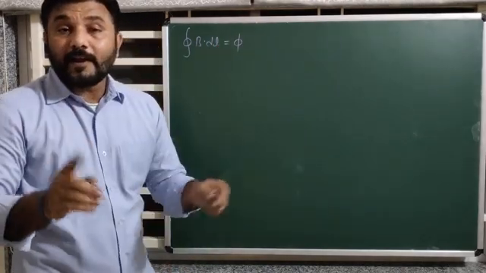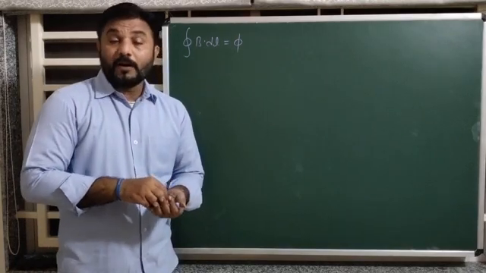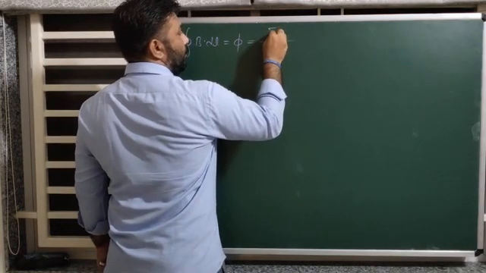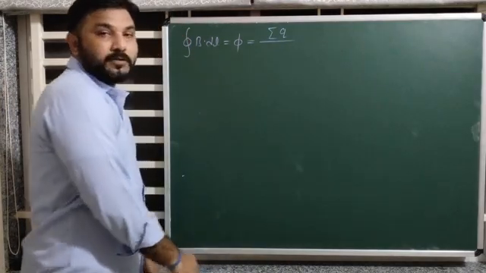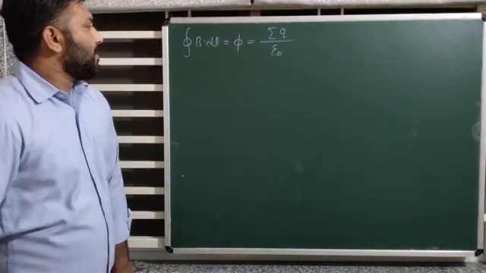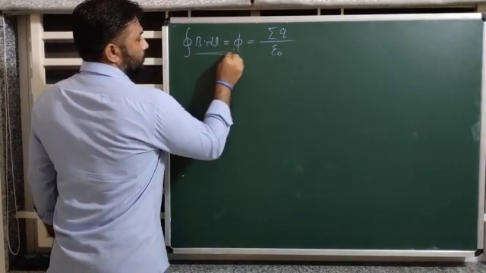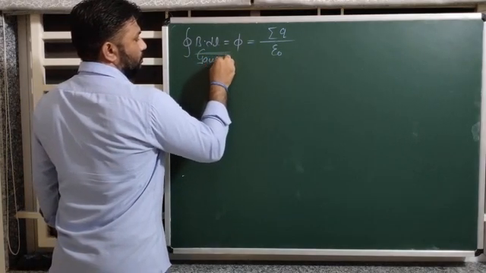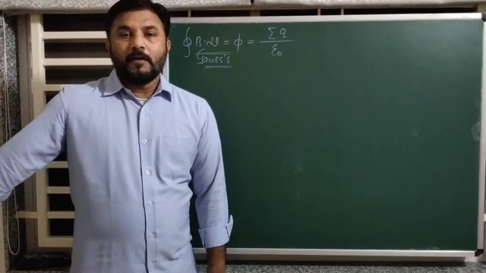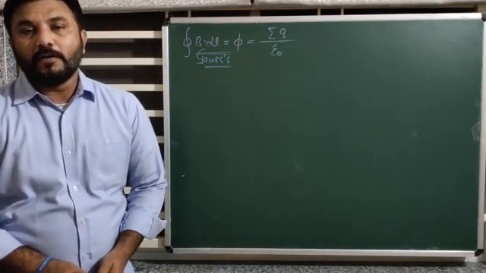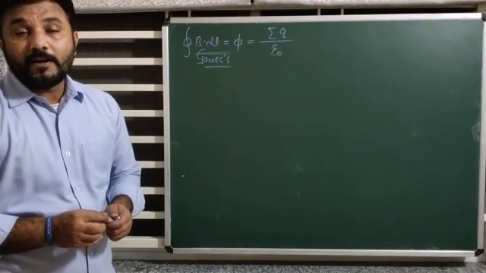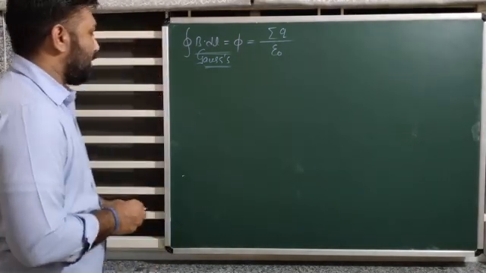What is phi? Electric flux associated with a closed loop is equal to the ratio of total charge enclosed by the Gaussian surface to epsilon 0. Right? This is Gauss law. This law is very important for the exam, and I wish to explain one theory for an infinite long plane surface, let us say.